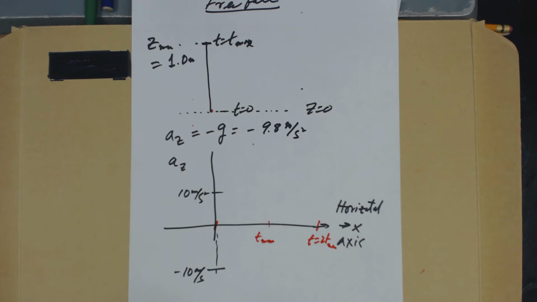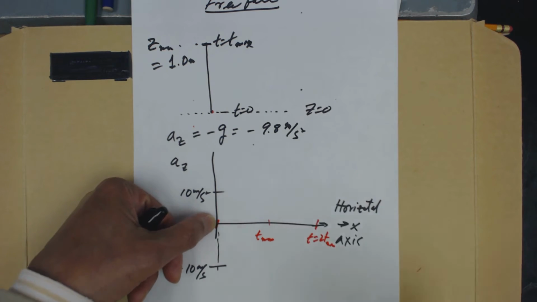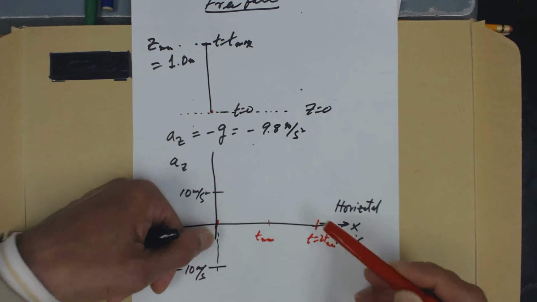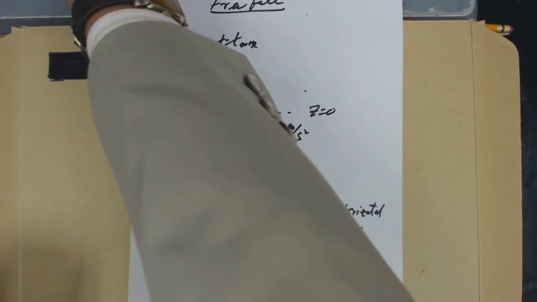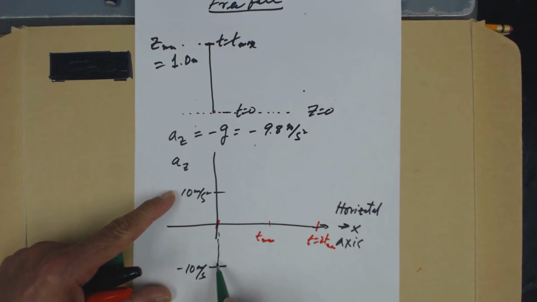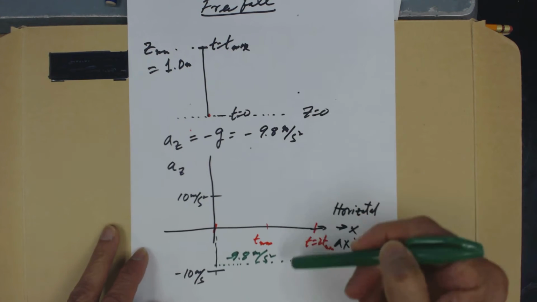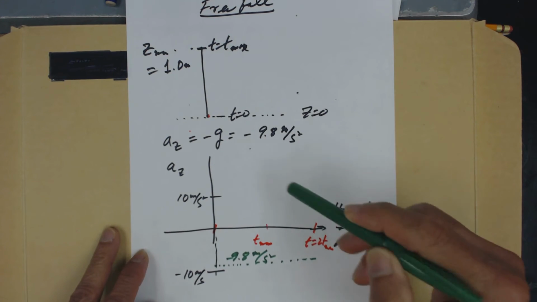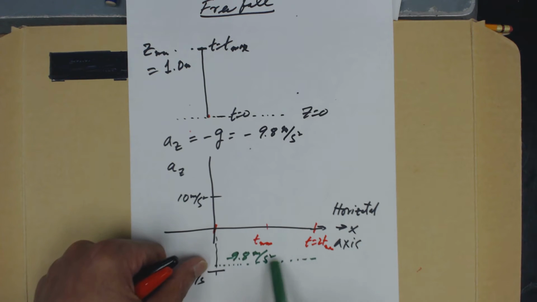What is happening here? At this point, the jumper is all the way up. At this point, the jumper is back on the ground. But all this time, what is the acceleration of the jumper? Its acceleration is downward 9.8 meter per second square, all through this time. So we see acceleration is the same constant value.